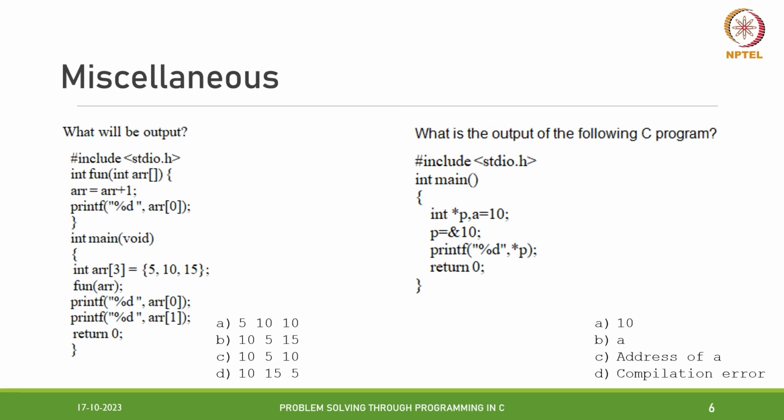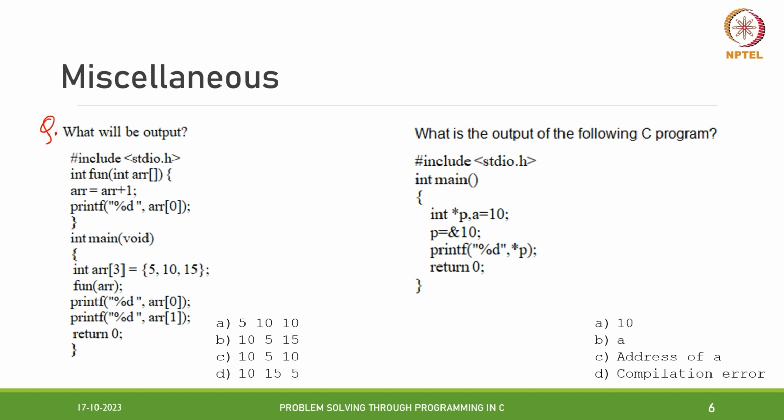Okay. So let's go to the next question. Now we have a few miscellaneous questions. The first one is we are defining a function called fun, which takes an array, passed by reference to the function fun. We are incrementing the pointer by 1 and we are printing the value of ARR 0.